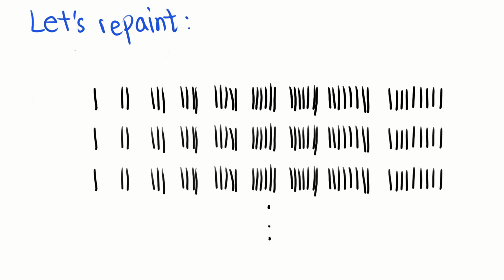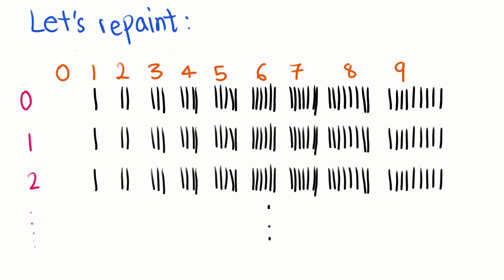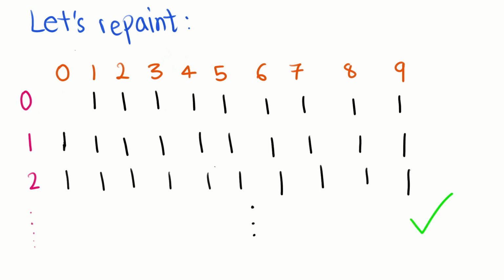So let us repaint our picture. This is what we have. I made a boo-boo again. Boo-boo is a word I've learned from Big Bang Theory. I regret using that. Let us do this. This is what we want.